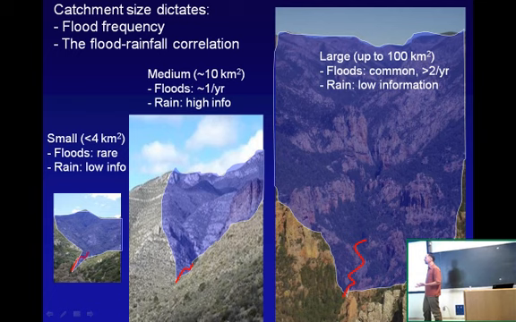You go to the big size catchments, well, floods may be common, but very often the rainfall that's causing it may occur up here or up here or up here in some very remote part of the catchment. So there's not a lot of information there necessarily either. But in these middle size catchments, you tend to have the highest correlation between the Q, which is rainfall, and the consequence. So that's where we would expect information to be the highest.